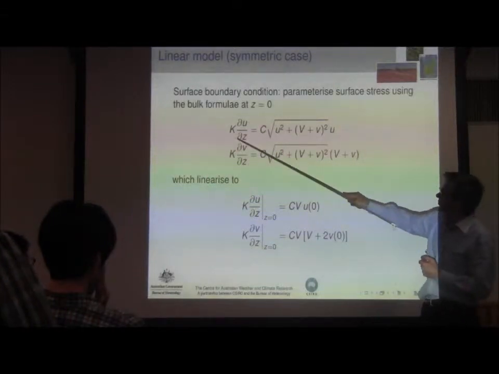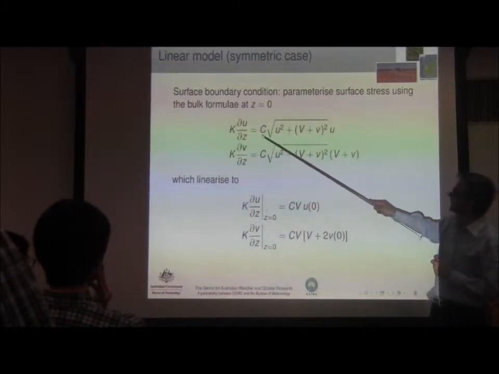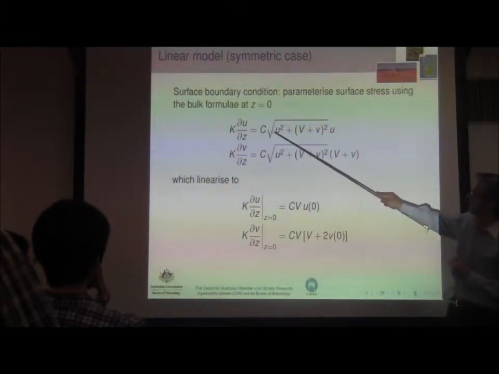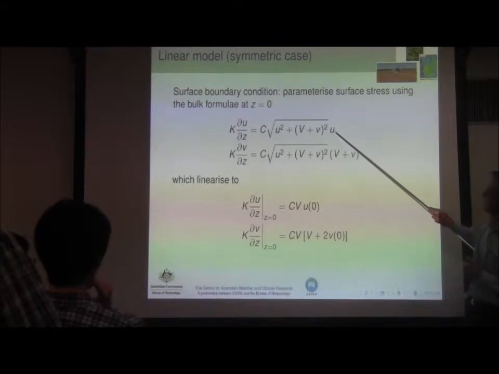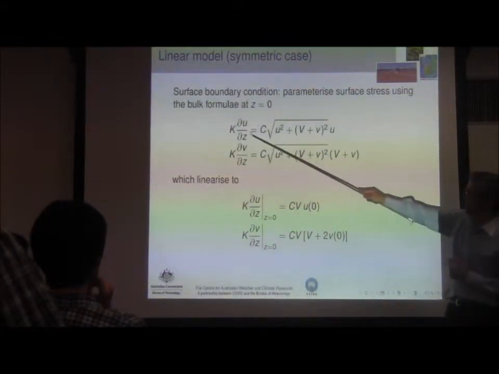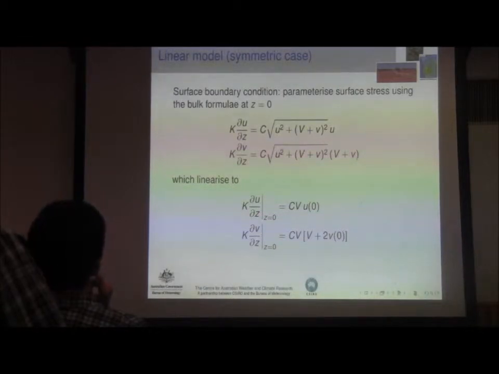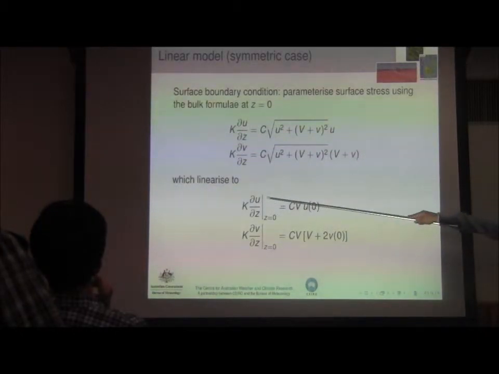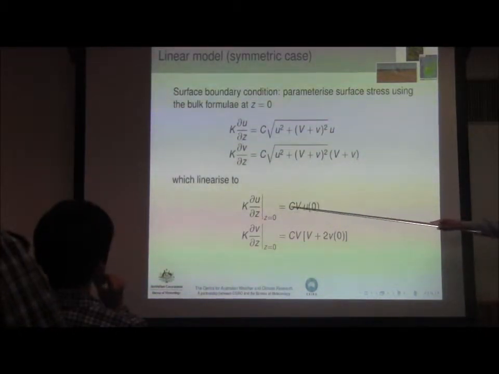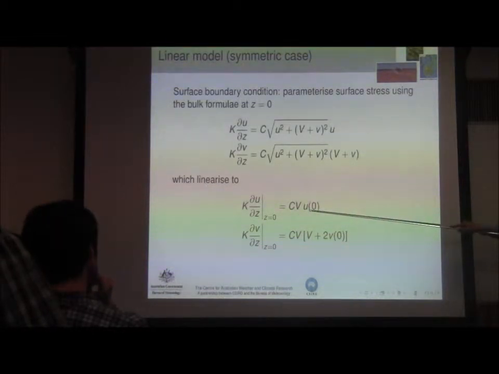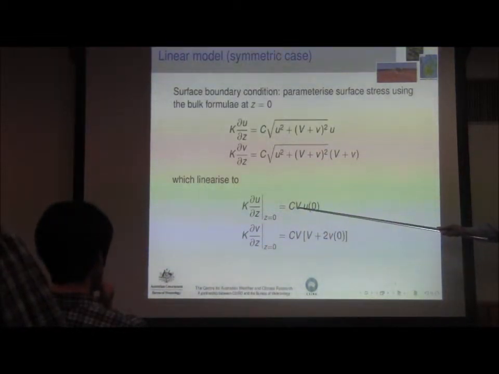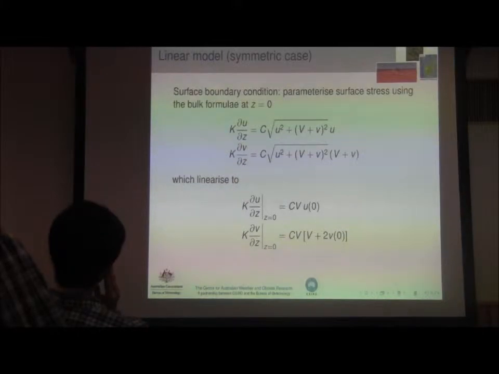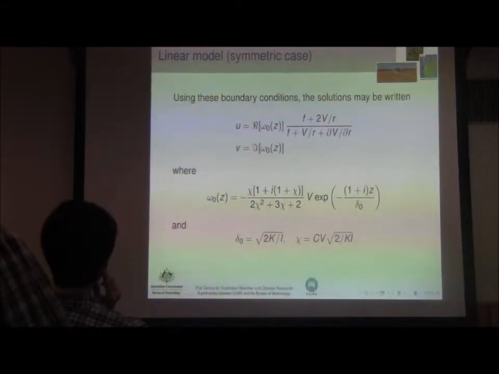Say that the stress, or the momentum flux at the surface, is given by a bulk formula. So it's C times the wind speed times the flow component, and we have one for radial and one for azimuthal. Consistent with our linearisation, we will simplify these down to K du/dz at the surface being simply C times the wind speed times U at the surface. C is the drag coefficient, sorry, I should have said. And similarly for the V component.